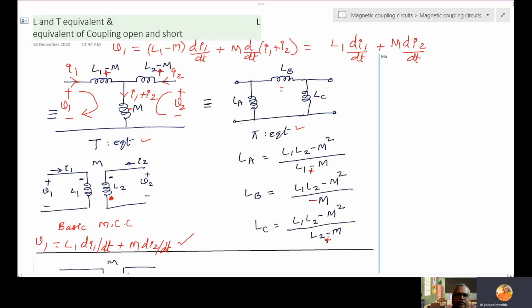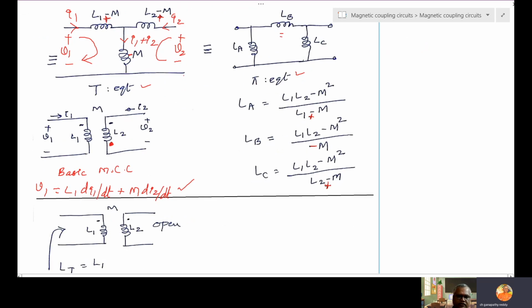The advantage of T equivalent and pi equivalent is, whenever you are thinking that this dot notation or dot rule is confusing, this coupling circuit can be replaced with either T or pi. Don't put the dots again. Then write mesh equations or nodal equations and solve it. That is the advantage of this.